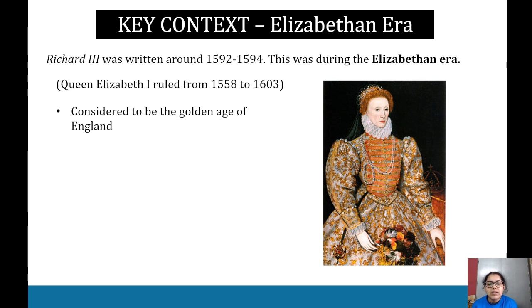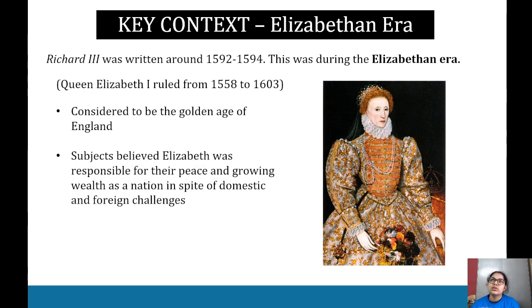Remember, it's considered to be the golden age of England. There was lots of success for England as they went around and colonized the world. People believed that she was responsible for their peace and growing wealth as a nation in spite of the domestic and foreign challenges.